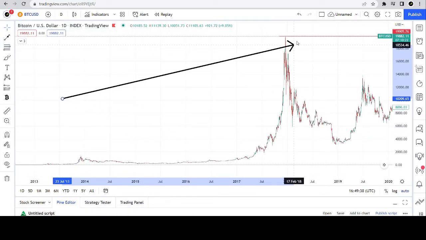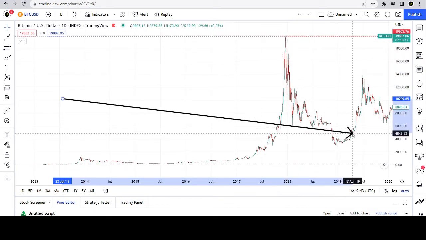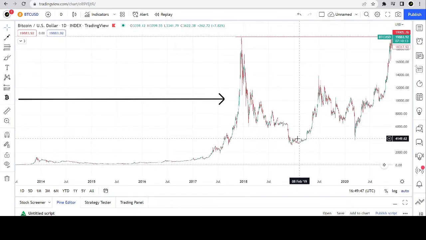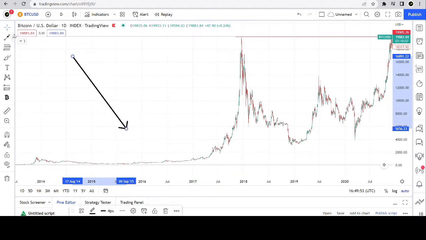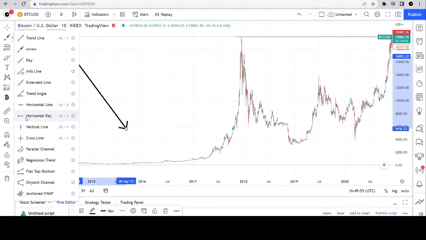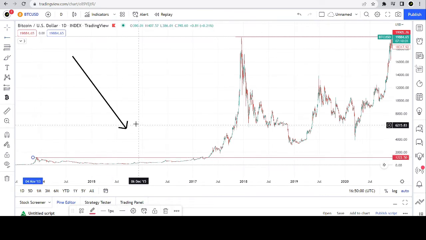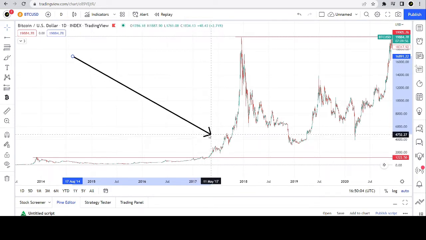Okay, folks, so here we are in 2017, and the decline took place in 2018, and let's throw a line on it and see if we can find that pattern repeating again. So roughly right here, as you can see, it doesn't even come close. So let's move along and see what comes next.